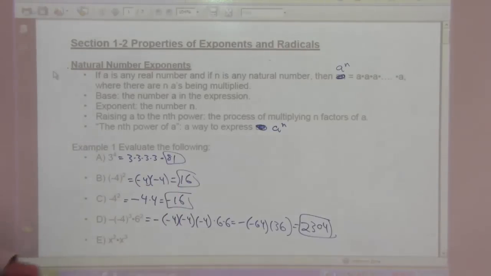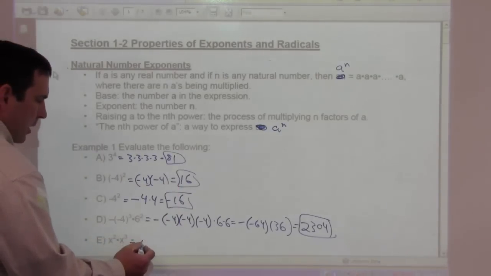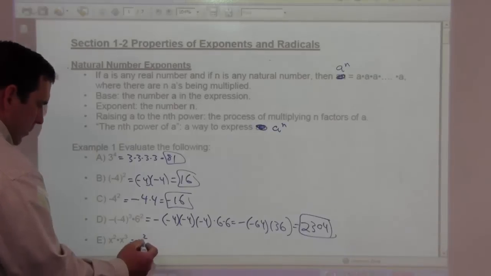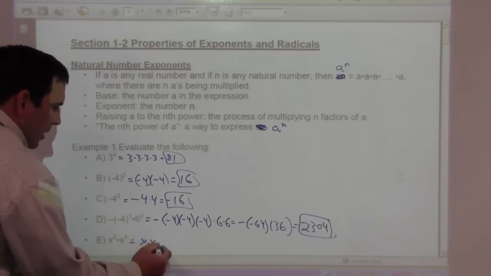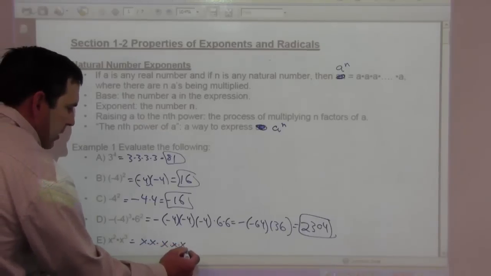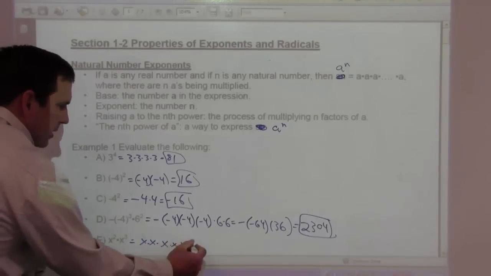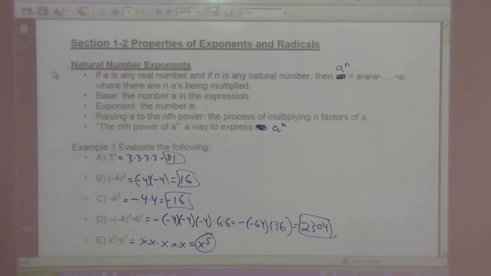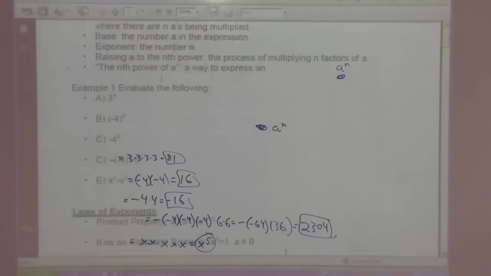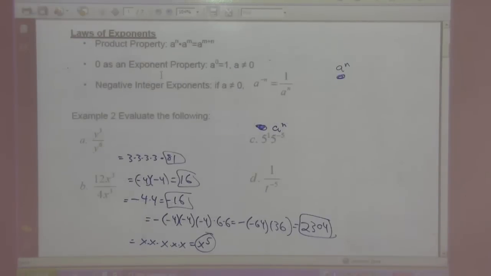And then x squared times x cubed, that's x to the 5th. I'll do it this way: x times x times x times x times x. You have 2 x's, 3 x's, that's x to the 5th power. Okay, and that leads us right into the next concept. So pause if you need to pause it. But the next concept is laws of exponents.